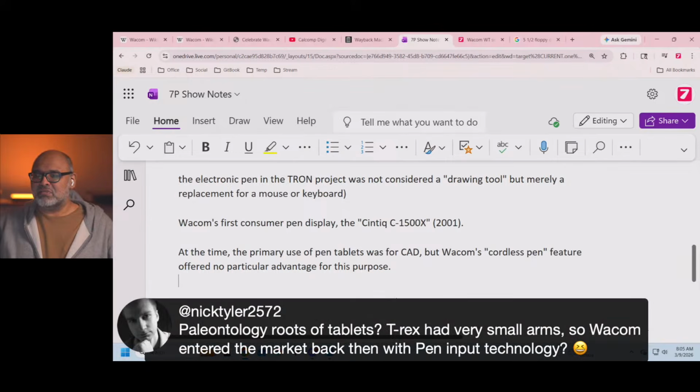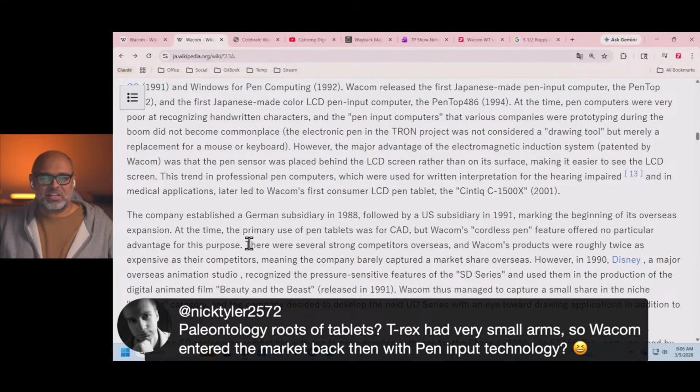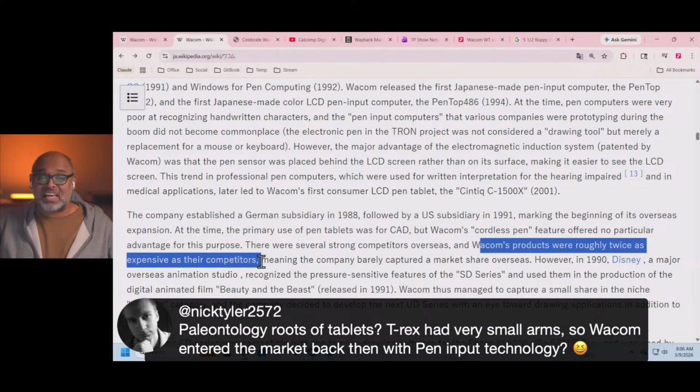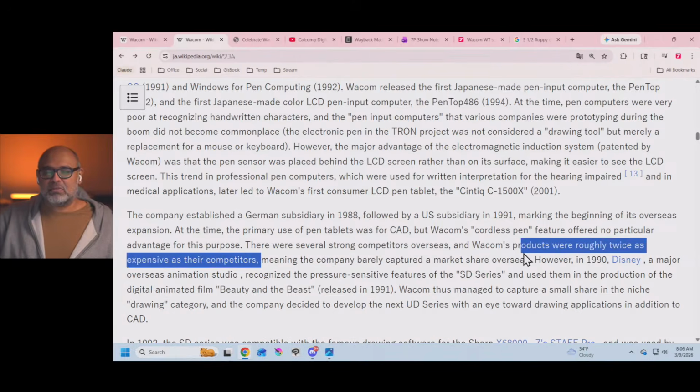Paleontology roots of tablets. T-Rex had very small arms, so Wacom entered the market back then with pen input technology. There were several strong competitors overseas. Wacom products were roughly twice as expensive as competitors. Hey, that's an old story for us, right? We know they've been priced at a premium. So it's interesting that this has been true for quite a while. Meaning the company barely captured market share overseas.